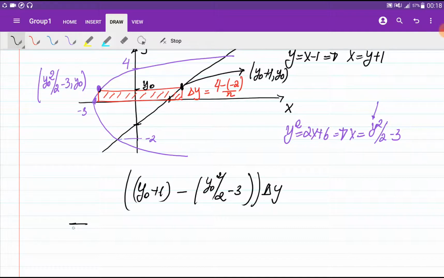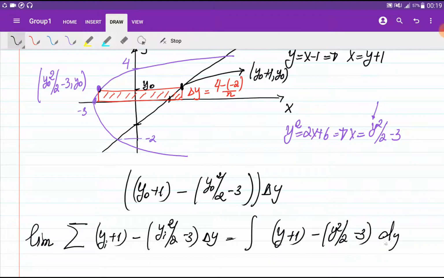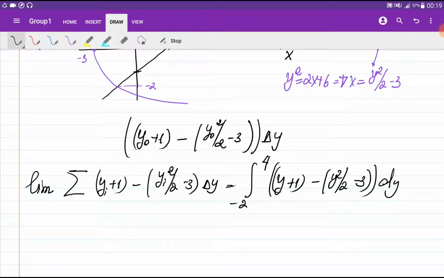So the summation of (y_i plus 1 minus (y_i squared over 2 minus 3)) multiplied by delta y, in the limit, will give me the integral of (y plus 1 minus (y squared over 2 minus 3)) dy, where y changes now from minus 2 to 4, okay? So the rest is a simple technique.